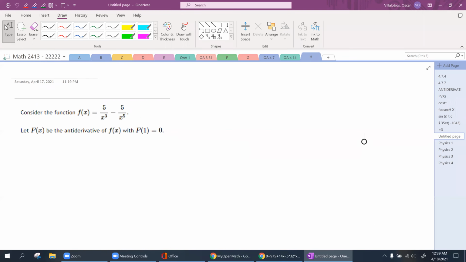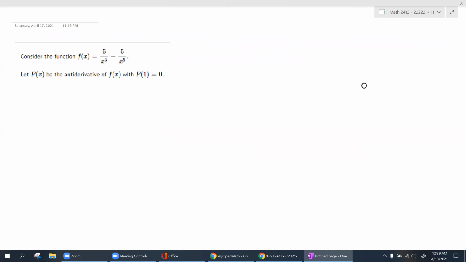All right, you have another one like these. I'm not going to solve this one for you. I'm going to set it up for you. So you have this function, and they need you to integrate it.